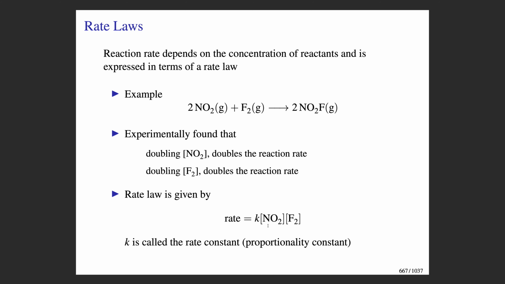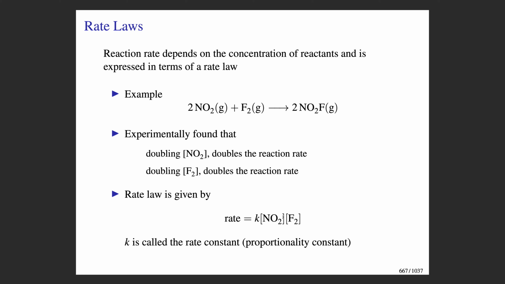So the rate of a reaction, as we've seen, can be expressed in terms of the change in concentration with respect to time for any reactant or product. But there's another way to express the rate of a reaction. You can express the rate of the reaction directly in terms of the concentrations without taking into account the changes in the concentration. Okay, so this is called the rate law.